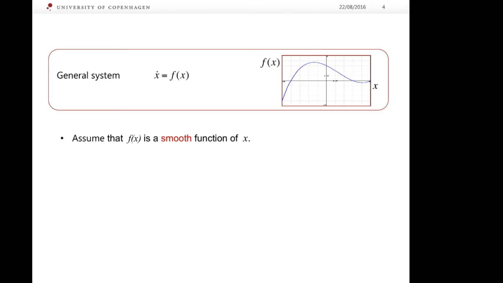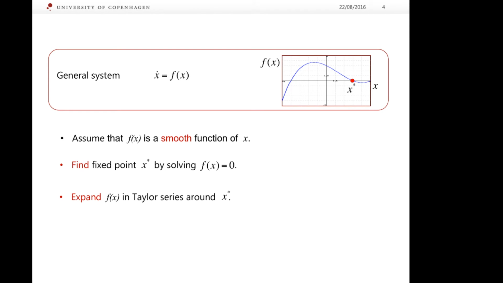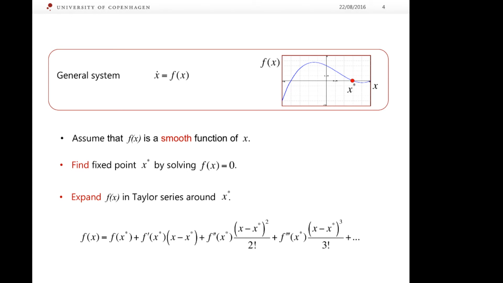We also observe that when the function f of x crosses the zero axis, we have a fixed point. So by solving the equation f of x equal to 0, we find the fixed point, which we denote as x star. At the next step, we expand our function f of x in a Taylor series around the fixed point x star.